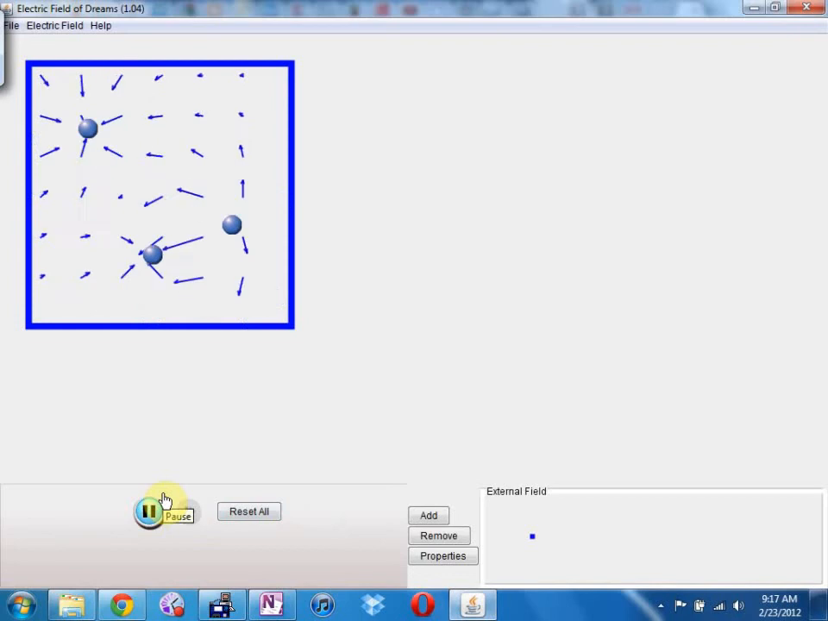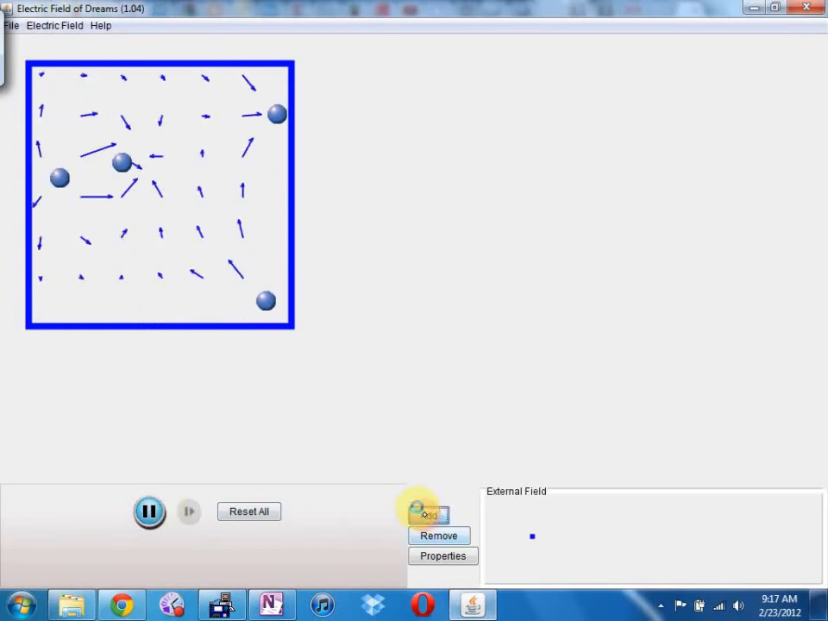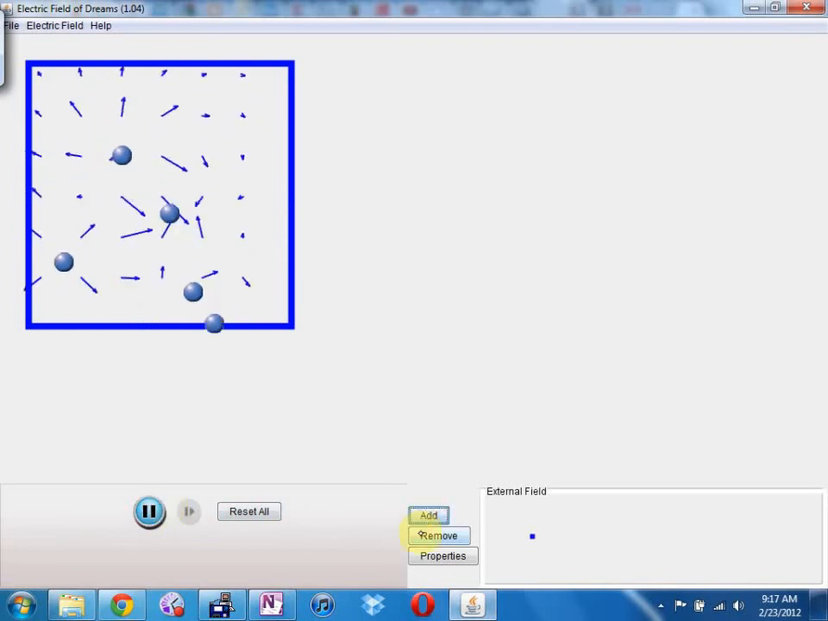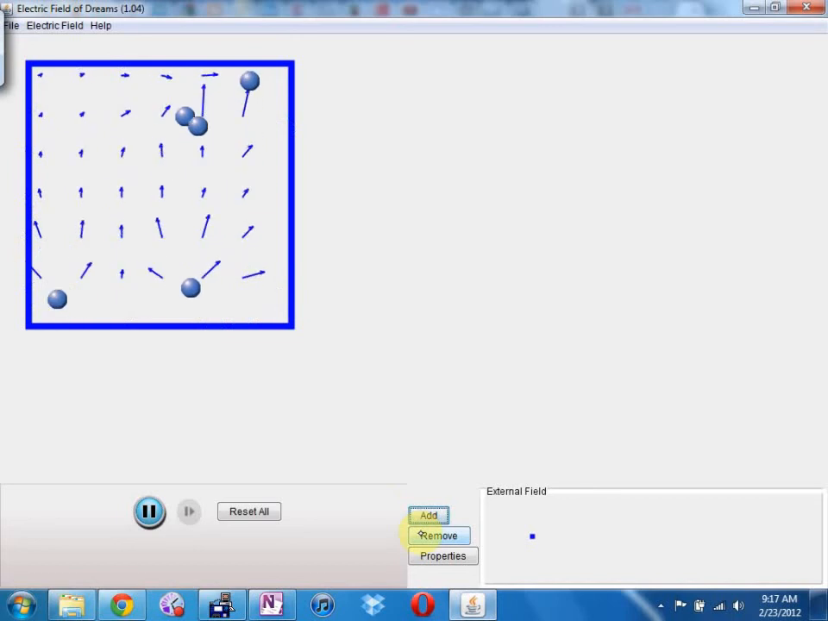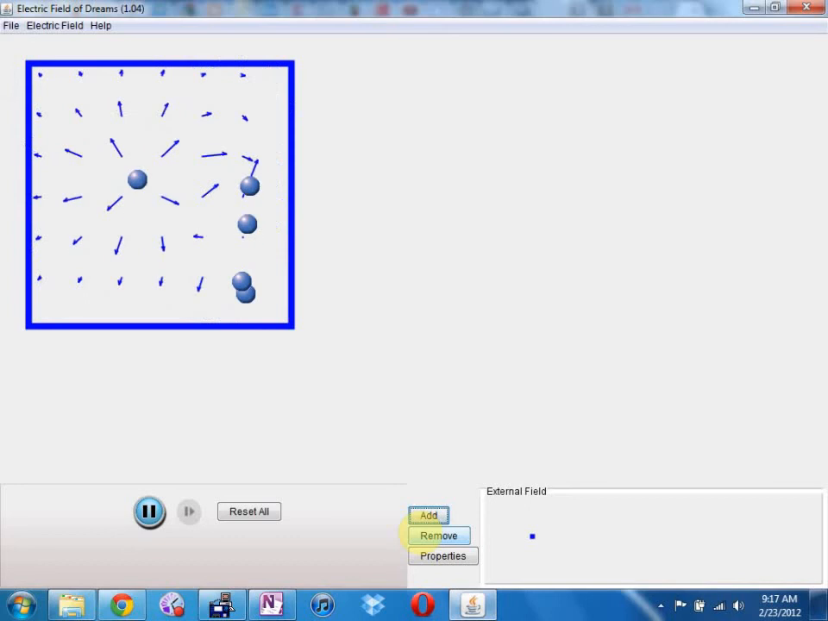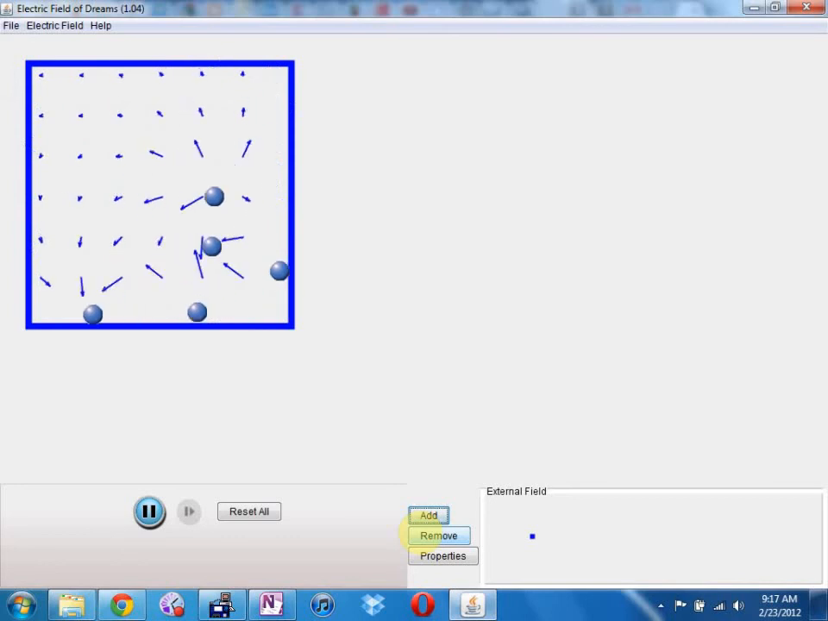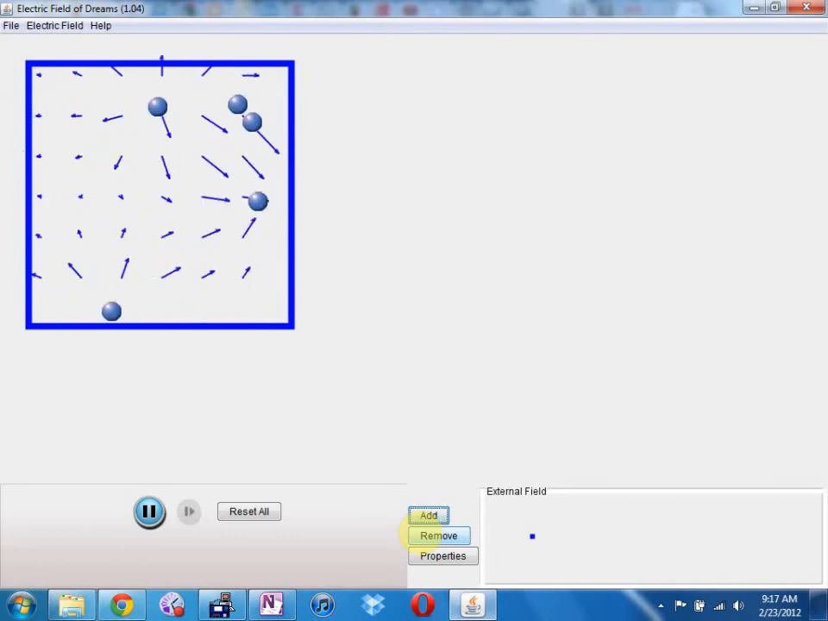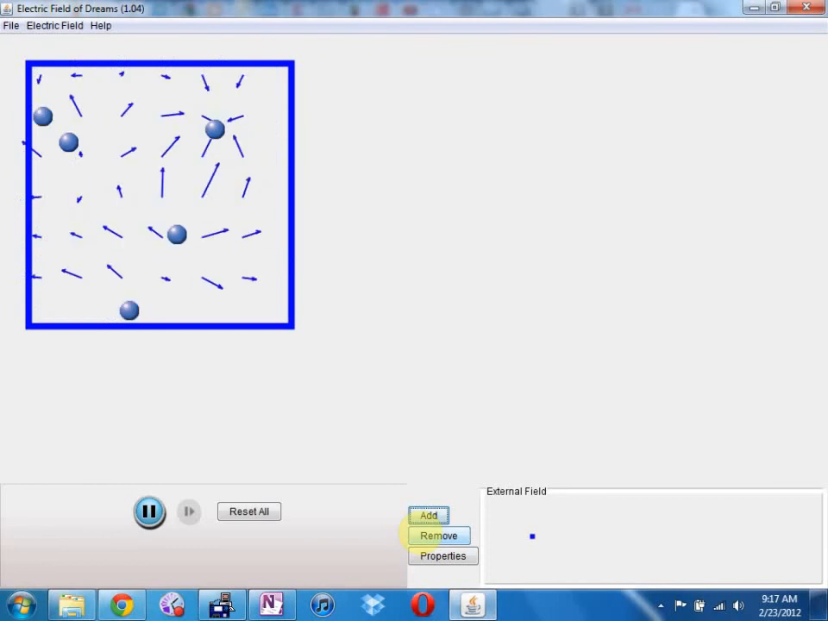Oh, let's get something really complex. Add a couple more. Now my computer is having to do some serious number crunching. This is some very heavy math here. This is what's going on at the atomic level, for example, in gases all the time.